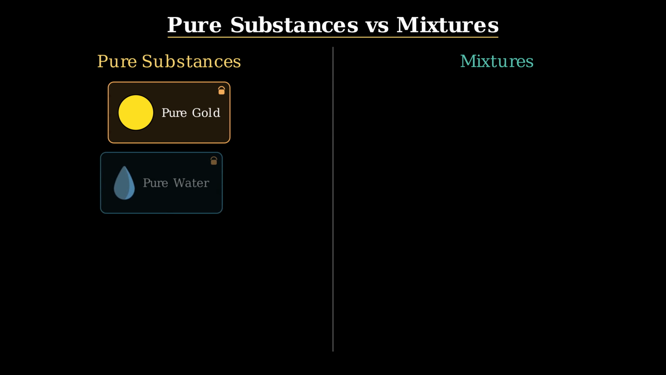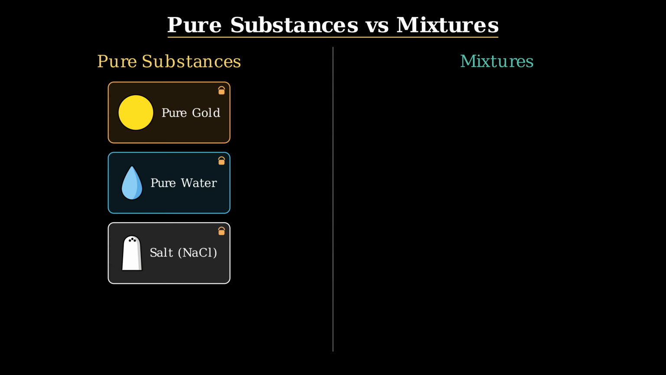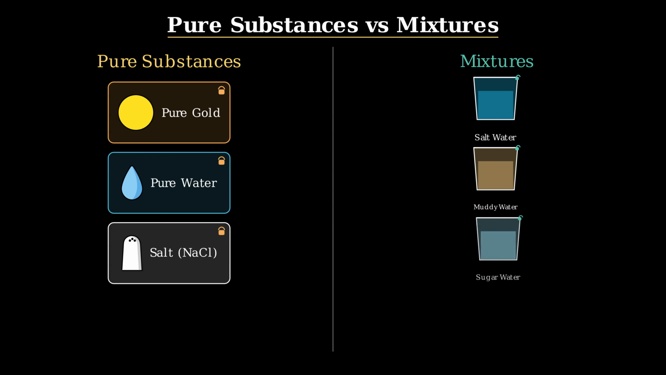Matter is either pure or mixed. Pure substances have a fixed composition and fixed properties. Think of pure gold or pure water. Mixtures, on the other hand, are made of two or more substances combined together. Their composition and properties can vary depending on the ratio.